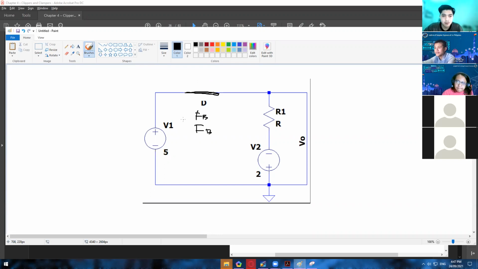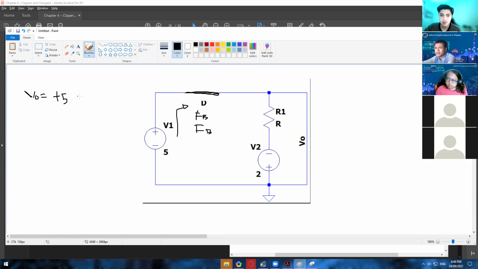And in here, the flow of current can be this way or this way, but then again, we have to choose only one. As you can see, we have V1 greater than V2, so the flow of current will be clockwise. So in here, we have VO equal to positive 5.